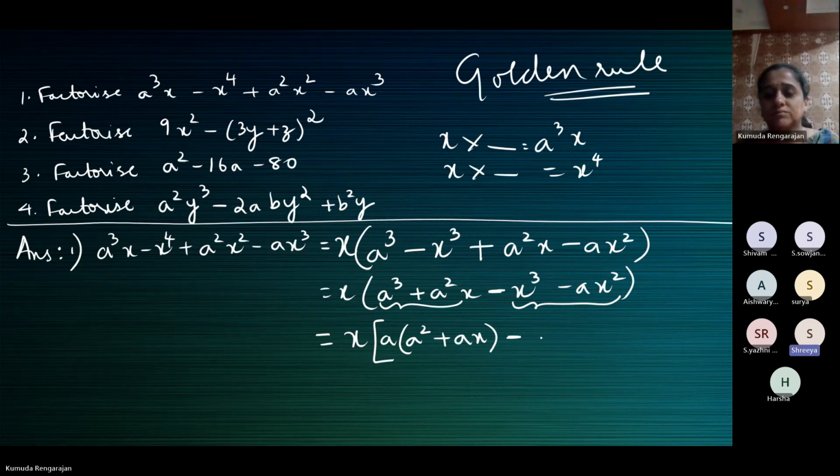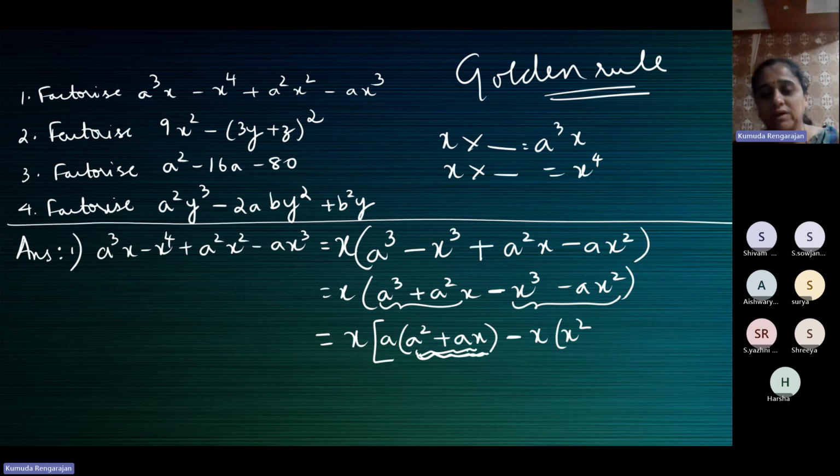What's common? x is common. So now when you take x out, x into what is x cubed? x square. Now what do you observe? What are the terms you have in this bracket? a square and ax. But here you're getting x square, which is completely different from what you have in this bracket.